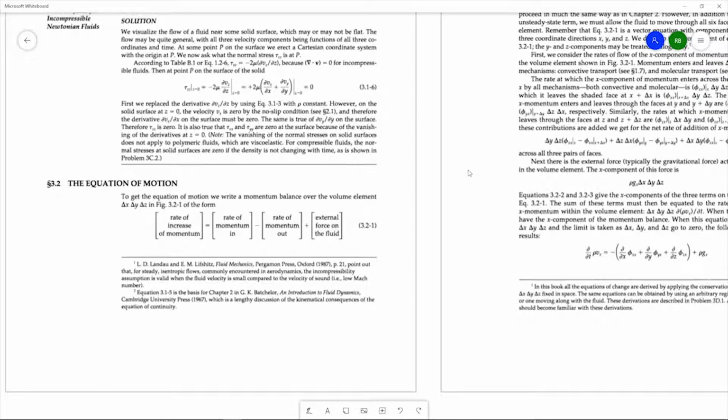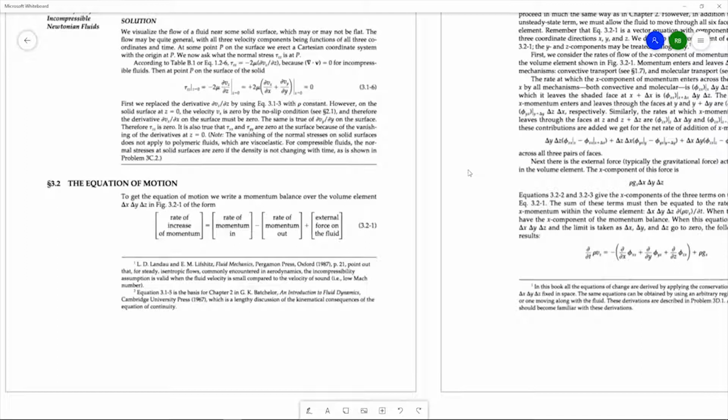Today we are going to discuss the equation of motion. The equation of motion is nothing but the momentum balance. In the previous lecture we discussed and derived the mass balance. In this lecture we are going to derive the momentum balance equation.